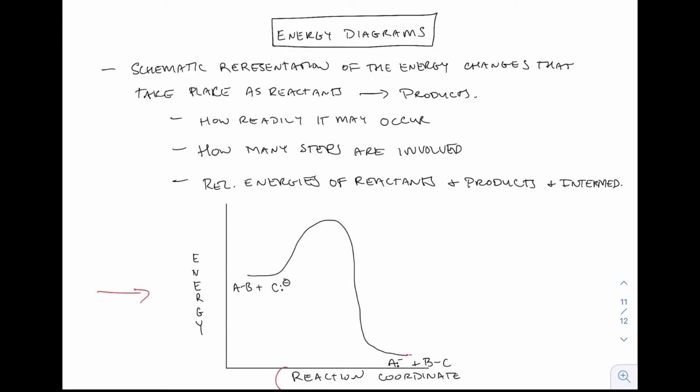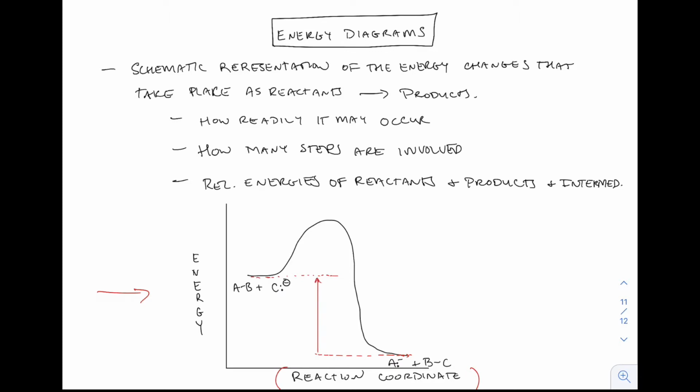Okay, so we have an example of an energy diagram here. On the y-axis, we have the energy, and on the x-axis we have the reaction coordinate, which is basically just the reaction progress as we go from left to right. So we have compound AB plus C with a negative charge, and then we end up with the products on the right with B bound to C, and A is now by itself as an anion. Let's point out some key features of an energy diagram.